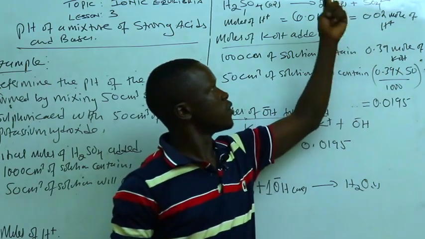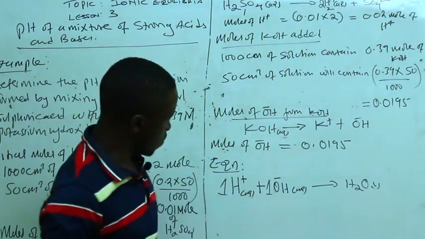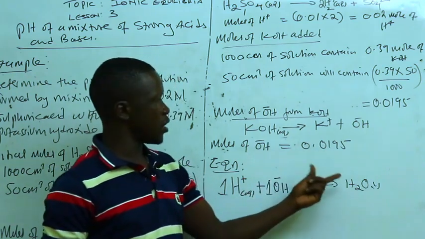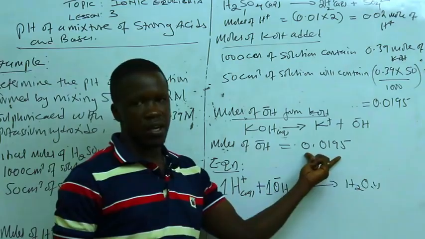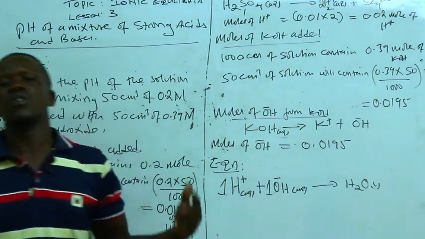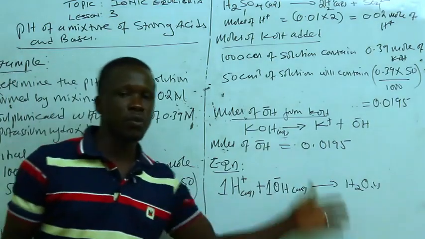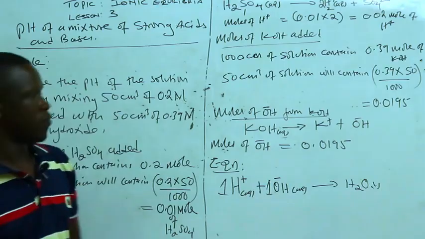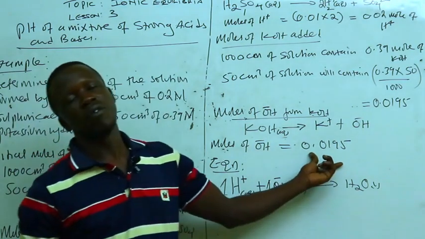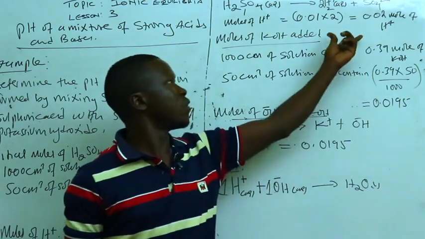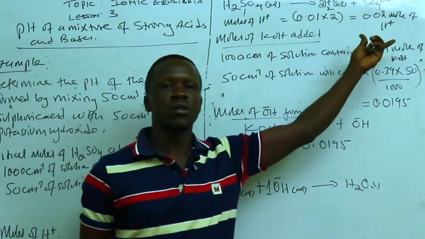The hydrogen ion concentration is 0.02, whereas this is 0.0195, meaning this one is less than the other one. So what will happen when the reactions are occurring and the moles are not equal, yet they should be equal for complete neutralization? What will happen is that the moles that are fewer will get finished when these ones are still there in solution.